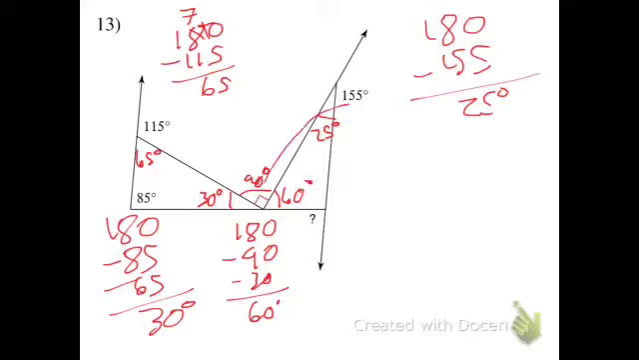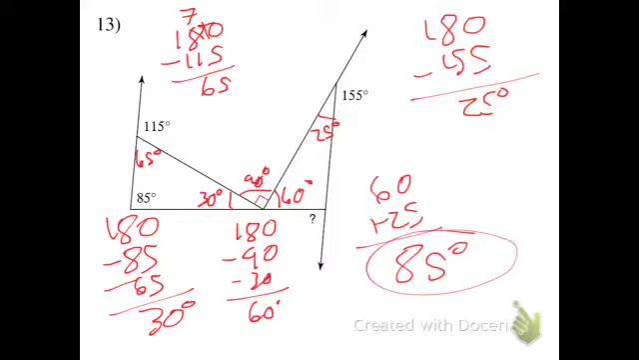And finally, I can use my external angle theorem. Those two have to add up to be that question mark angle there. So 60 plus 25 is going to give me 85 degrees, and that is my question mark there.